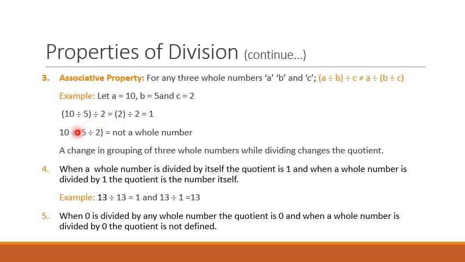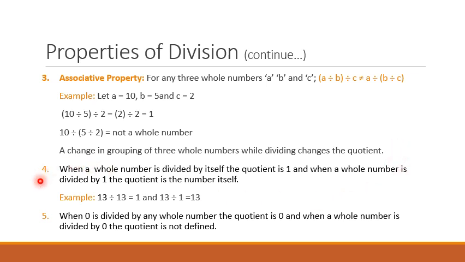Now if I try to divide 5 by 2, the answer is not a whole number. So again I cannot divide it by 10. So whatever is the answer, it will not be a whole number. Or simply I can say it won't be equal to the number 1. Thus I can say a change in grouping of three whole numbers while dividing changes the quotient. So this is the associative property of division.